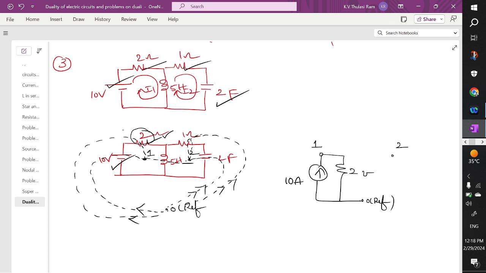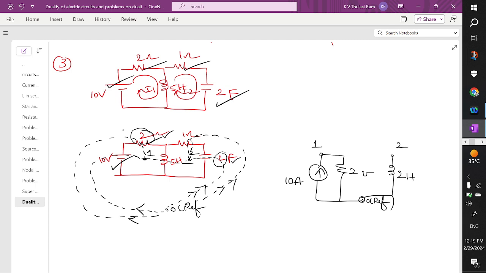Now between 2 and 0, what are the elements connected? A capacitor is connected. So between 2 and 0, you are going to have an inductance. And what is the value of this? Here it is how many farads? 2 farad. Write down the 2 as it is. Here it is farads, and here we are going to get henry.